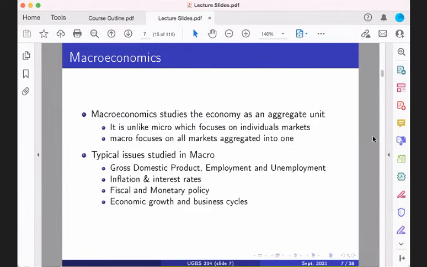So these are the things that we'll be studying in macroeconomics: GDP, employment, unemployment, inflation, interest rates, fiscal and monetary policy, economic growth, business cycles. Those are the types of things that we will be studying.